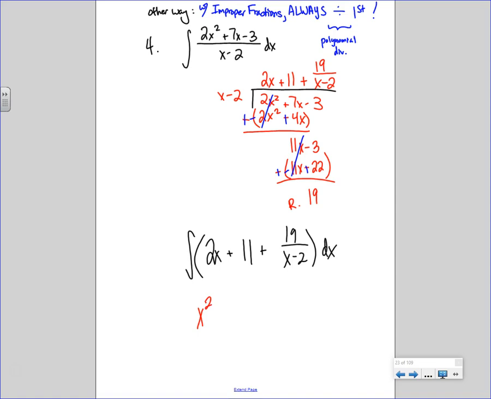2x squared over 2. What's the integral of 11? 11x. What's the integral of, okay, hold on, take a second. We have 1 over x minus 2. I'm going to have to do a little baby u-sub for this part, right? So u is equal to x minus 2. du is equal to, oh, it's only 1 dx. Well, that's going to be a nice one, but if it was not a 1 dx, we'd be in some trouble.